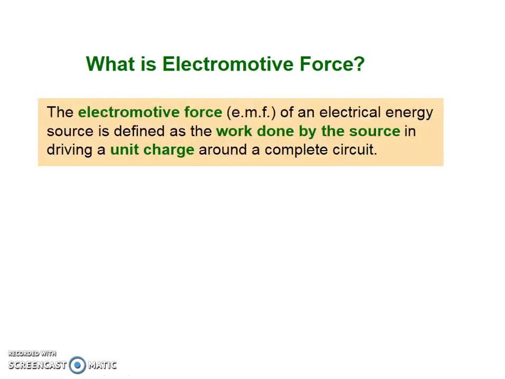So what is EMF, also known as electromotive force? Electromotive force is defined as the work done by the source in driving a unit charge, 1 coulomb, around one complete circuit. Basically, a number of energy bars, like what I showed you in the previous one. This is the formula: E equals work done per unit charge. So it's energy bars per coulomb, right?